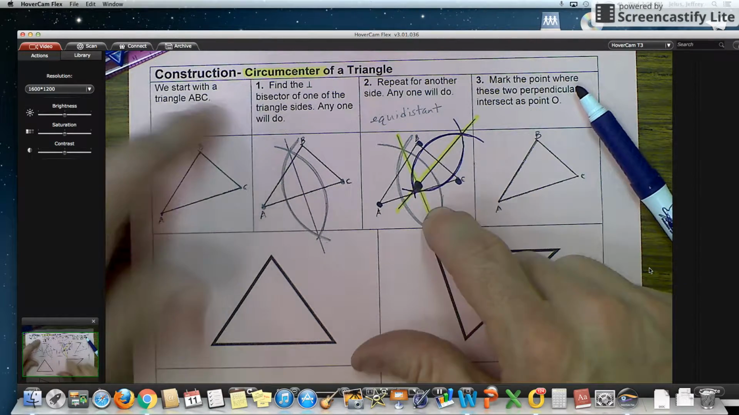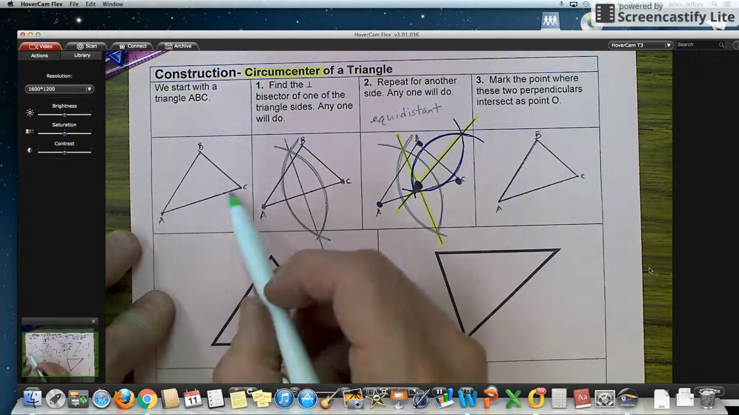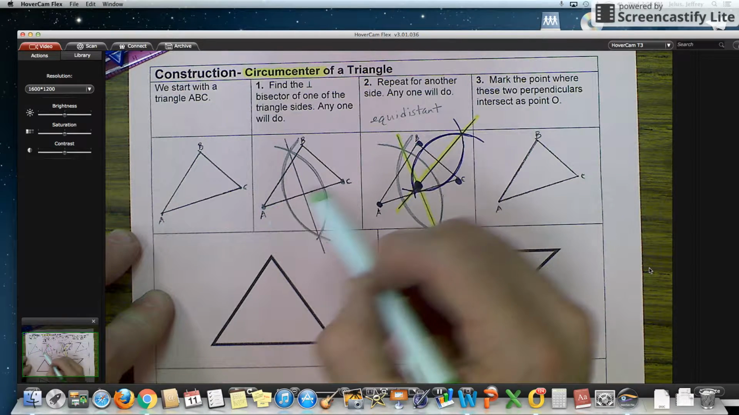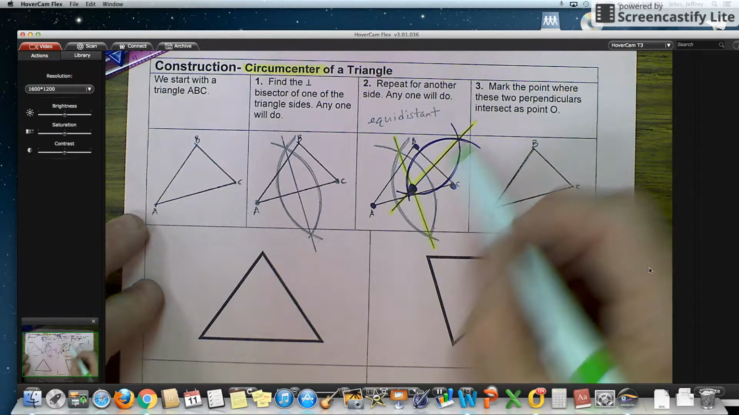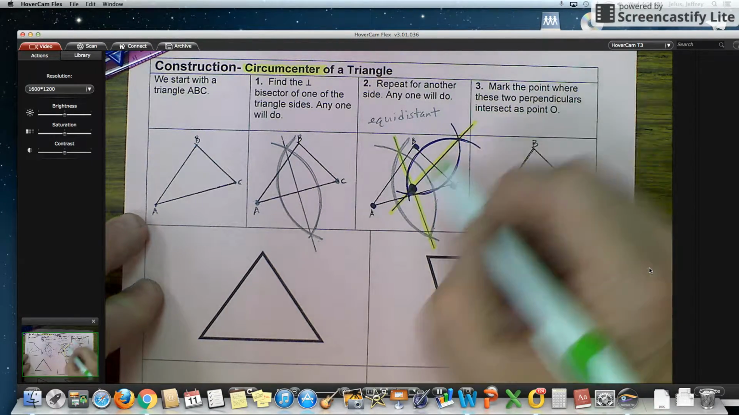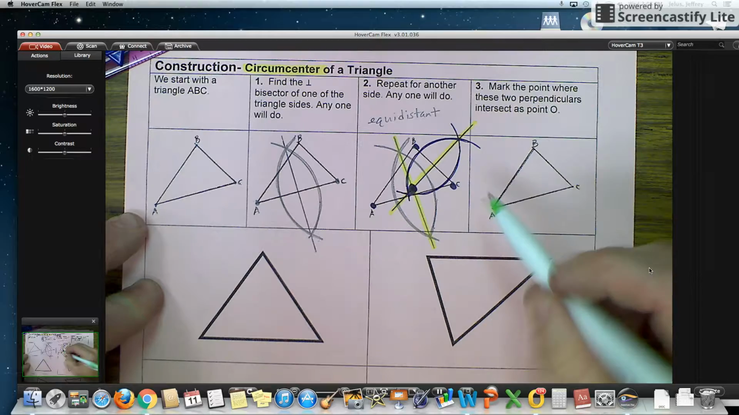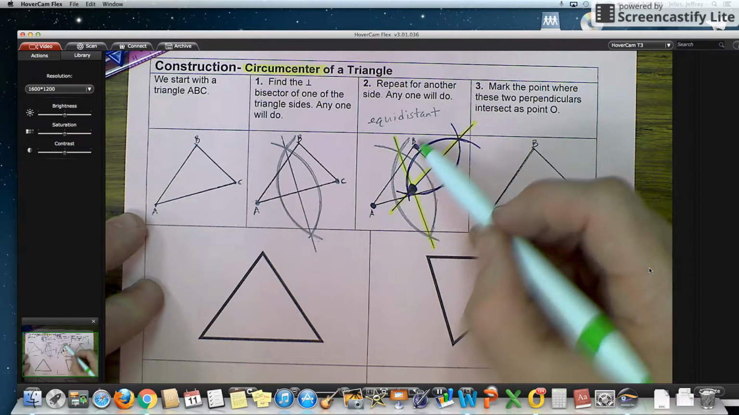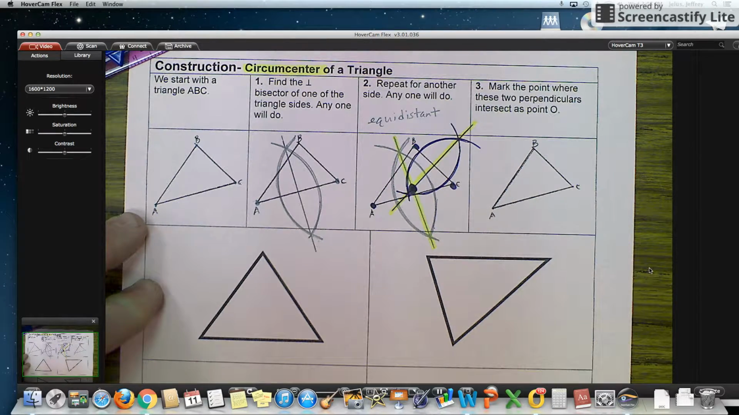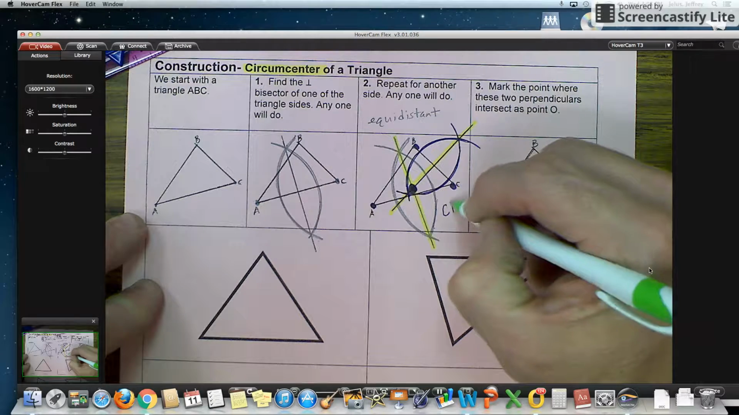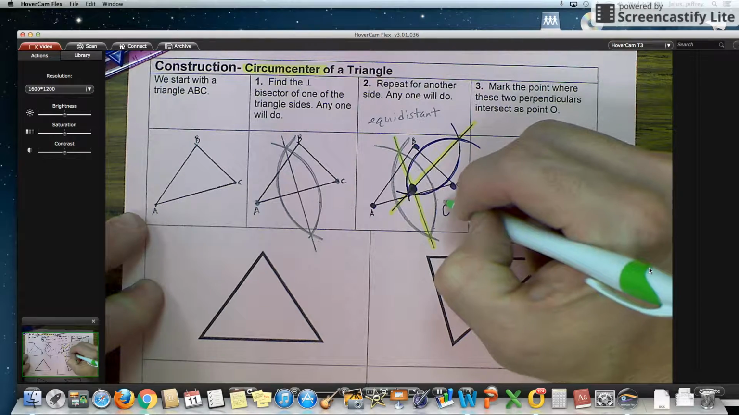Okay? So that is how you construct a circumcenter. You start with the triangle, three different points. You pick one side, make the perpendicular bisector, pick another side, make a second perpendicular bisector, and the point where those two lines intersect is your circumcenter. The reason why we don't have to find the perpendicular bisector of the third side is because it would also go through this point, okay? And I'm going to write circumcenter, and I'm going to draw a line to it.